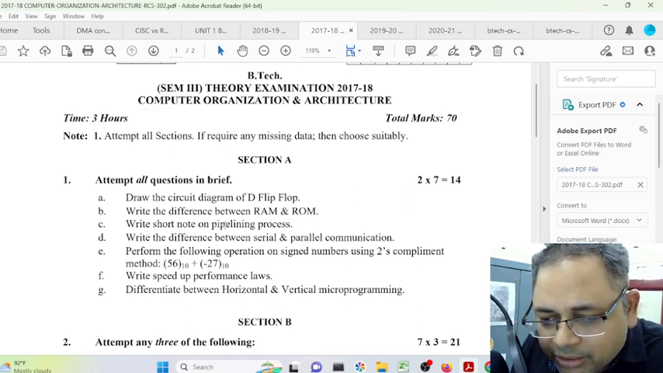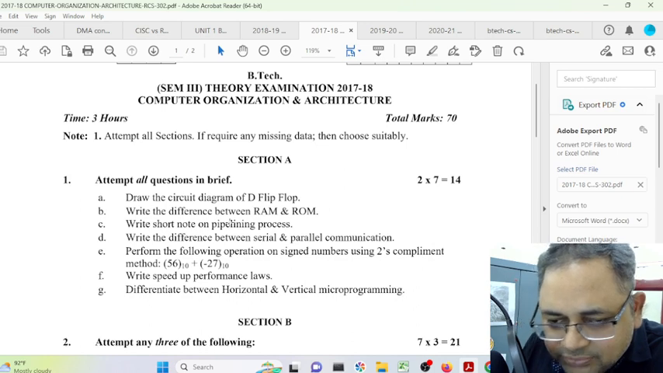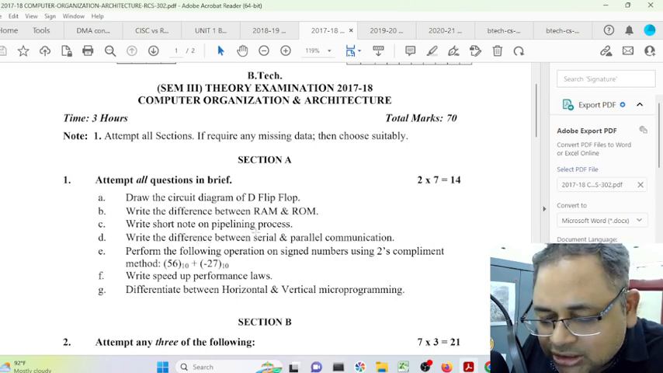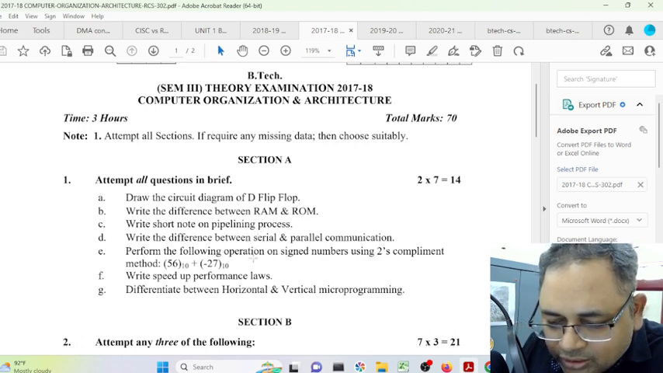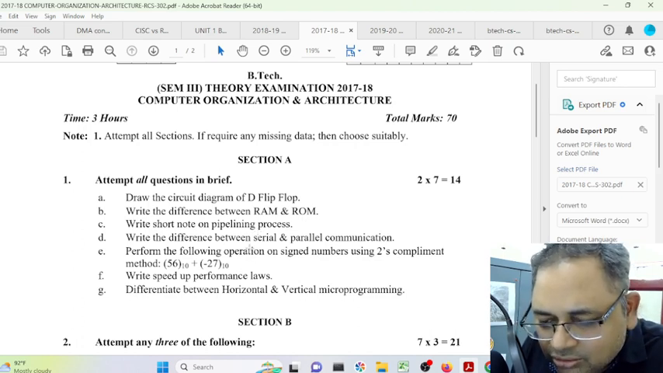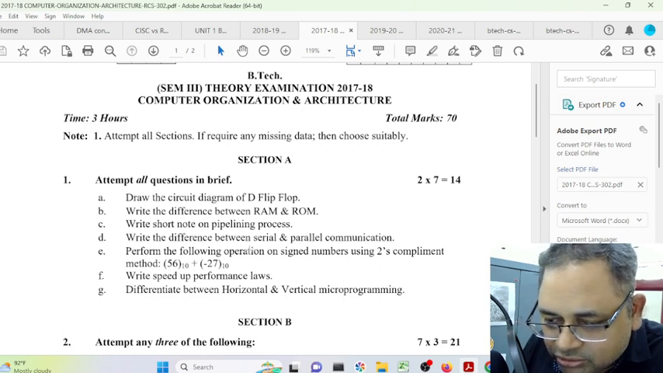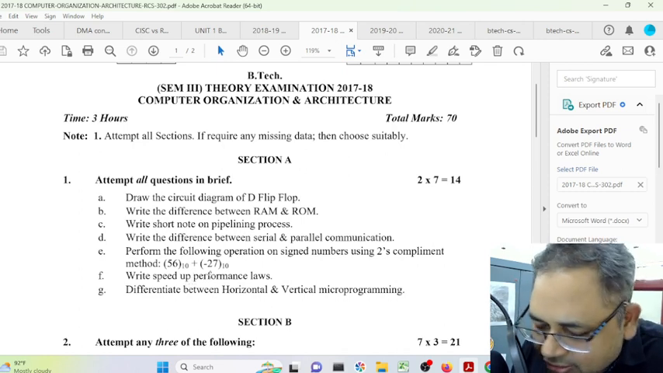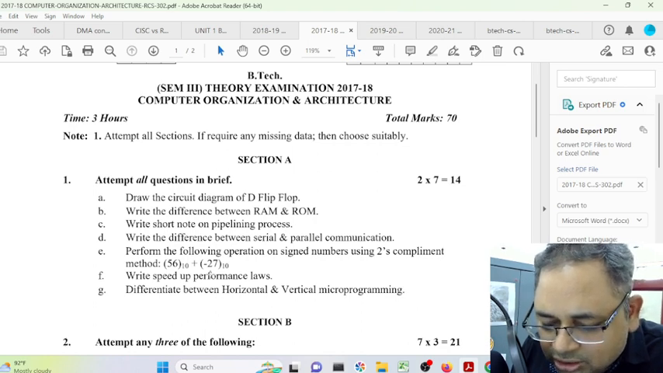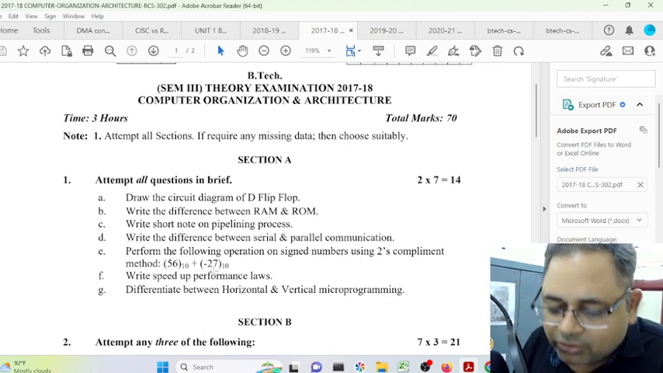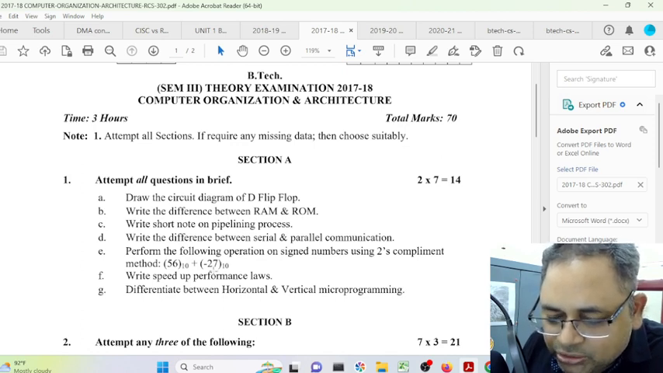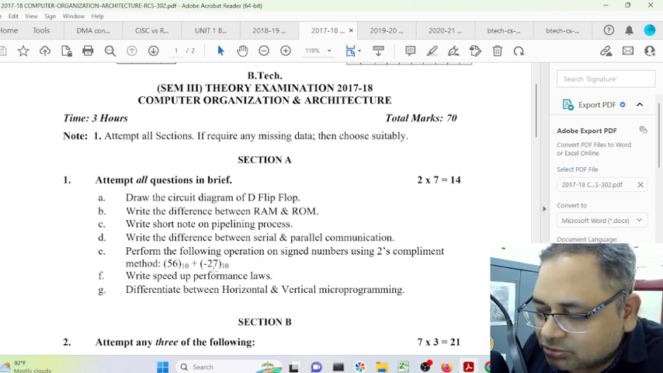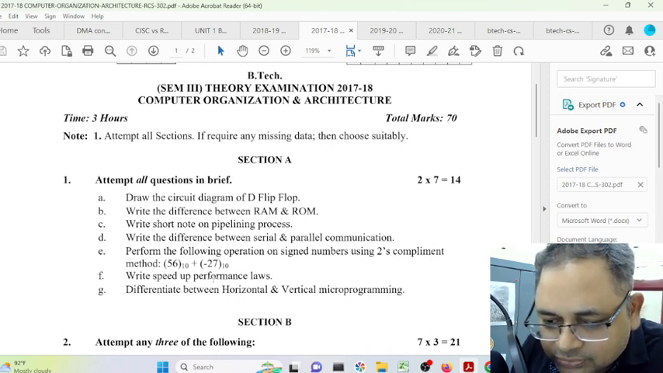And then a short note on the pipelining process, that's unit 3. Then write the difference between serial and parallel communication, that's unit 5. And perform the following operation, and you can say that it's in unit 1 or unit 2, as a 2's complement. Write the speedup performance law. Speedup performance law is related to CPU performance, to increase the CPU, and I'm quite sure that it is related to unit 3.